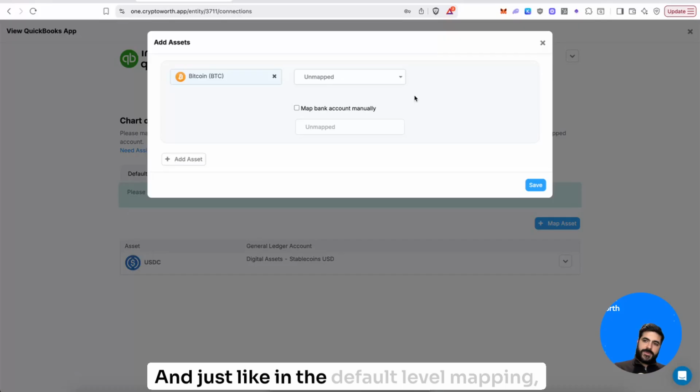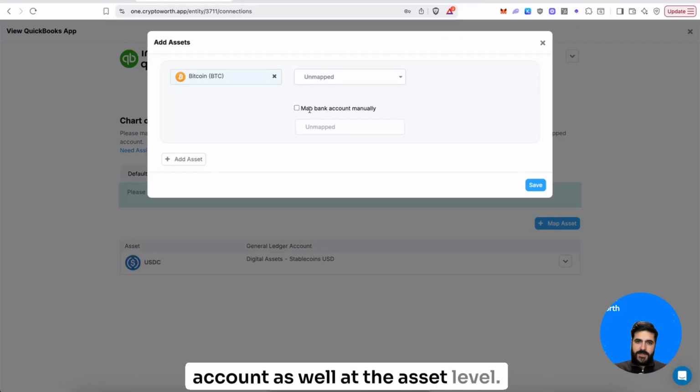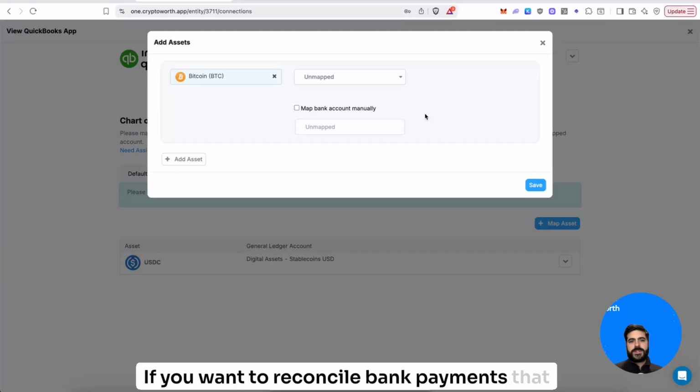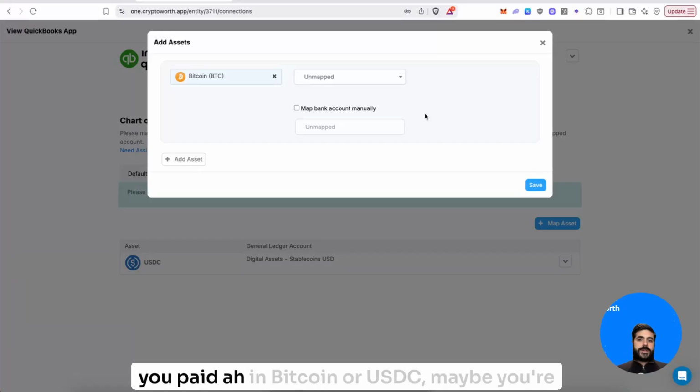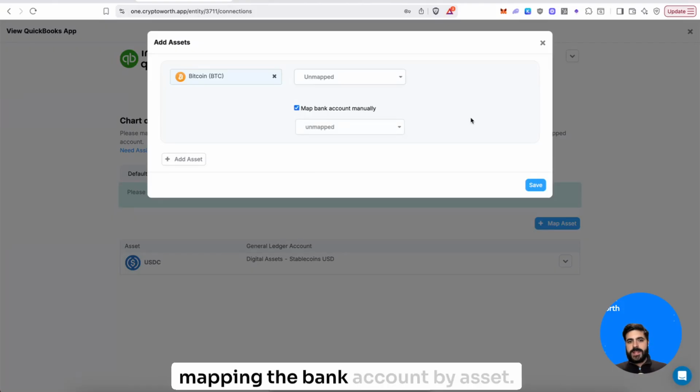And just like in the default level mapping, we actually have the ability to map the bank account as well at the asset level. If you want to reconcile bank payments that you paid in Bitcoin or USDC, maybe you're paying your vendors in cryptocurrency, well, you can reconcile those invoices and bills by mapping the bank account by asset. This is an option for you if you want.